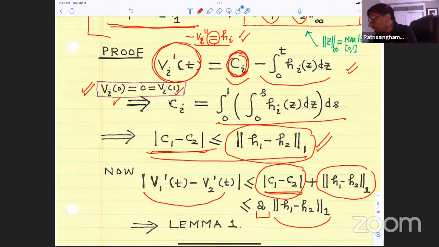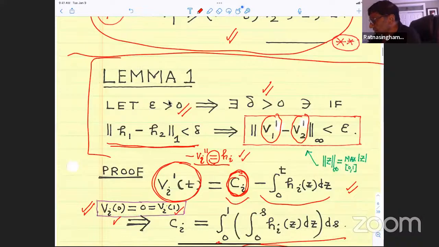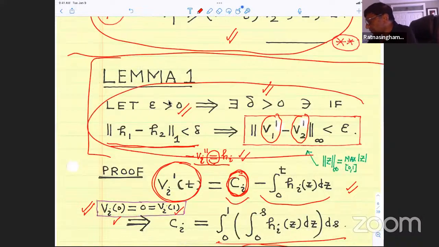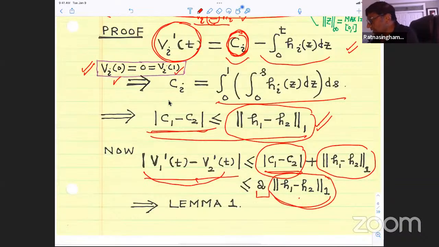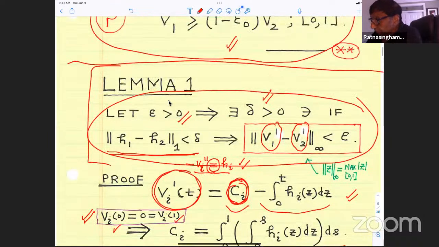Well, that's good enough to prove this. So once you have, ladies and gentlemen, this estimate, if you control this one, you can always control that one. So that's how this lemma is established. Is it okay, everyone? So that's a fairly easy establishment.